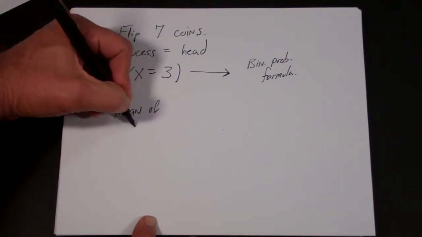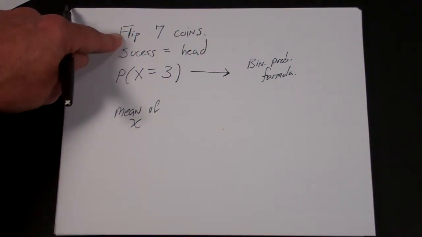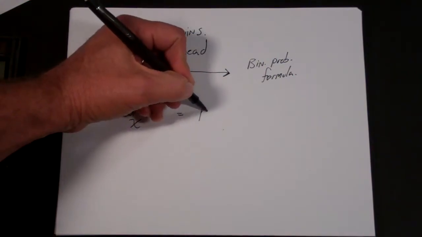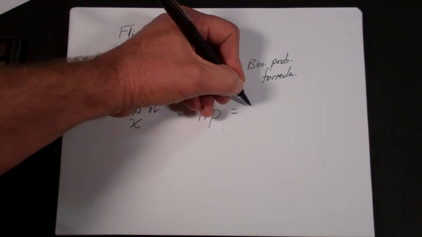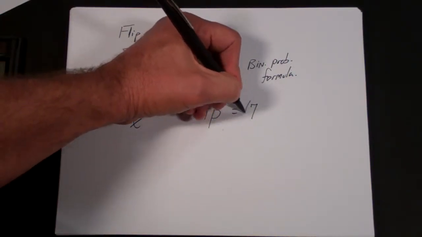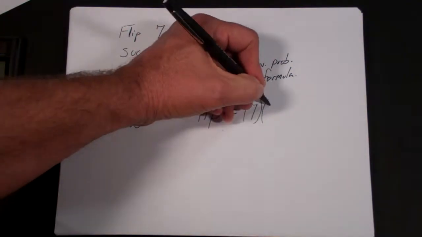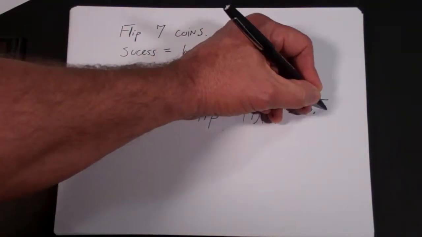So what does the mean of x mean? The mean of x means if you flip 7 coins, on average, how many heads would you expect to get? And that's just equal to n times p, where n is the total number of flips, so that's 7. p is the probability of success. The probability of getting a head would be 1/2. So your mean would just be 3.5.